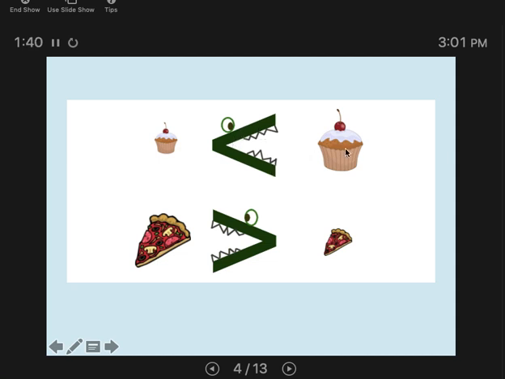You want to eat the bigger cupcake, the bigger piece of pizza. Eat whatever's bigger. Good way to remember which way we should go with this.